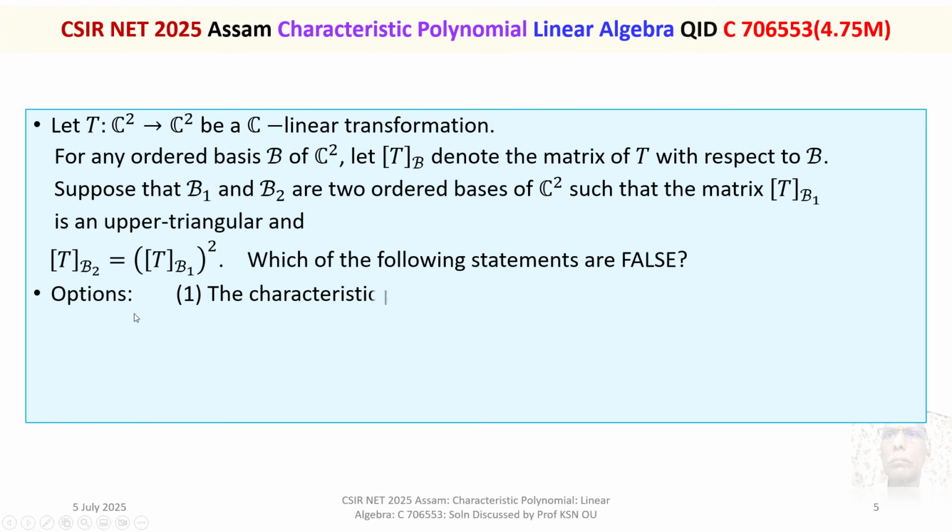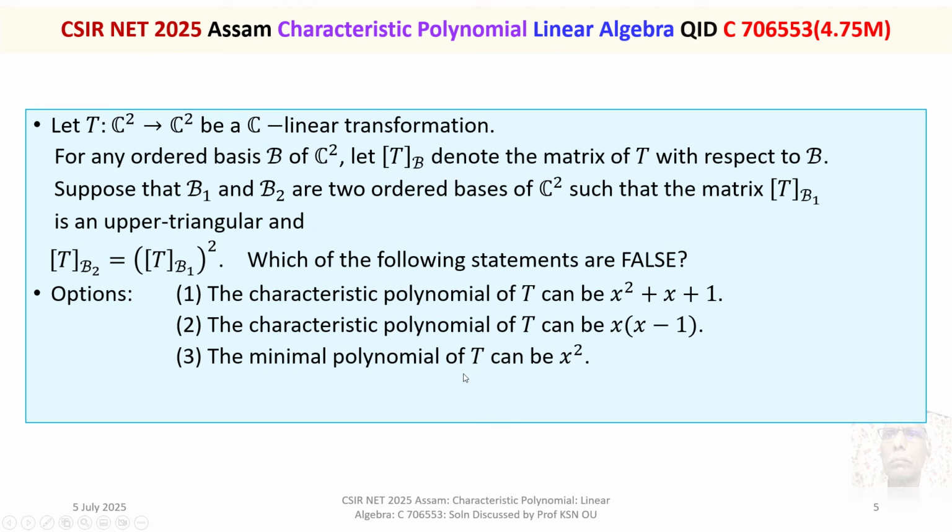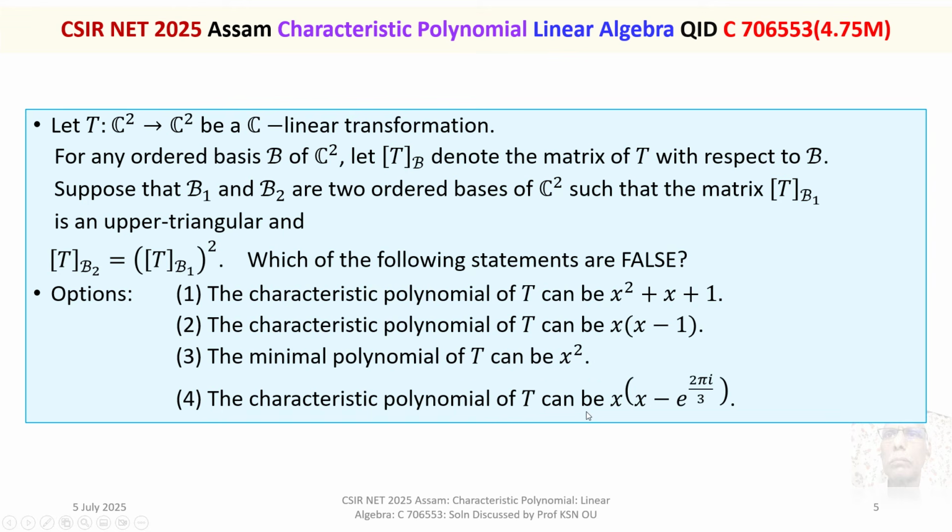We are given four options. Option 1: the characteristic polynomial of T can be x square plus x plus 1. Option 2: the characteristic polynomial of T can be x into x minus 1. Option 3: the minimal polynomial of T can be x square. Option 4: the characteristic polynomial of T can be x into (x minus e power 2 pi i by 3).